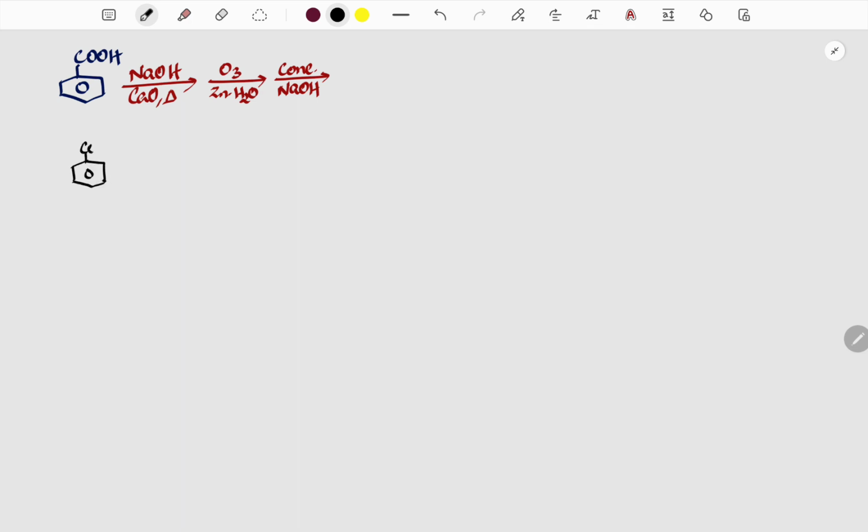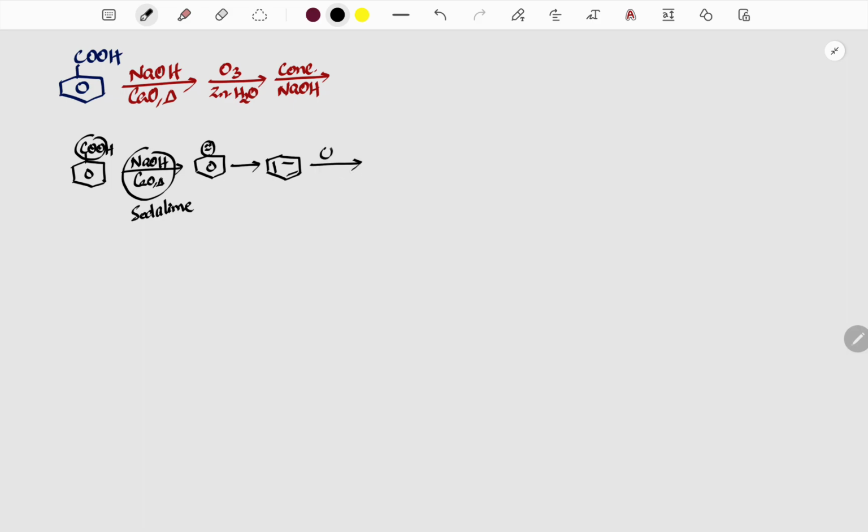Benzoic acid treated with NaOH. This is known as soda lime. When soda lime is used, we have to think about decarboxylation. So you have to write the decarboxylation like this: intermediate carbanion and then acidification. So the first product is benzene.